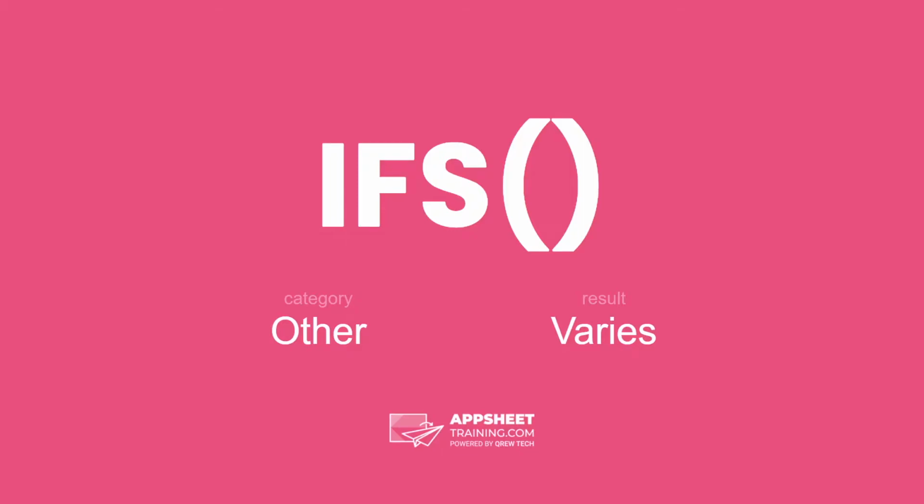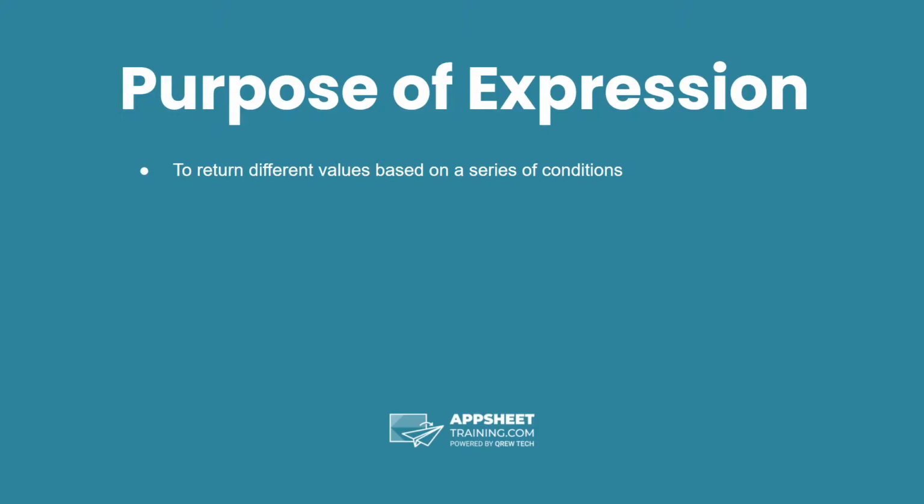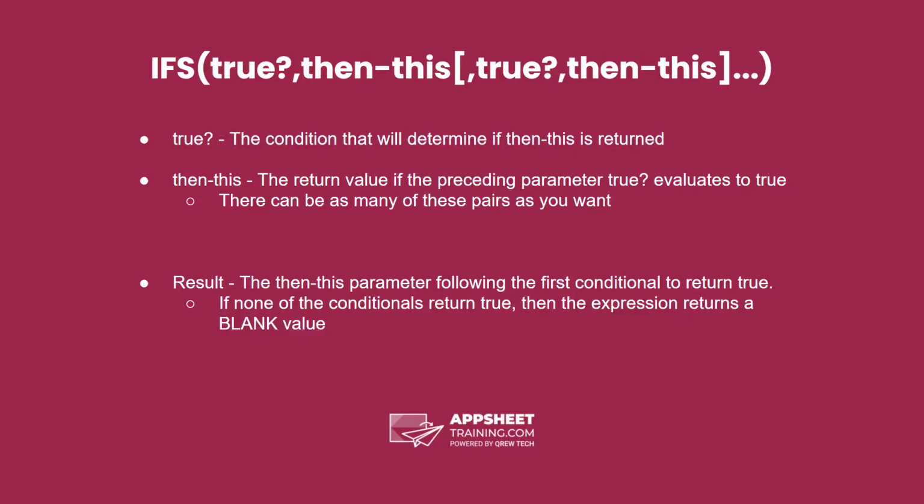The ifs expression is in the category other and has varying results for the data type. The purpose of this expression is to return different values based on a series of conditions. The ifs expression has up to an infinite number of parameters that each come in pairs. That being said, there's a minimum of 2 parameters in this expression.